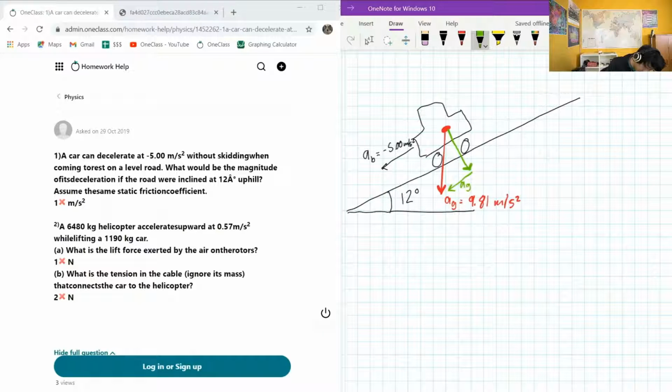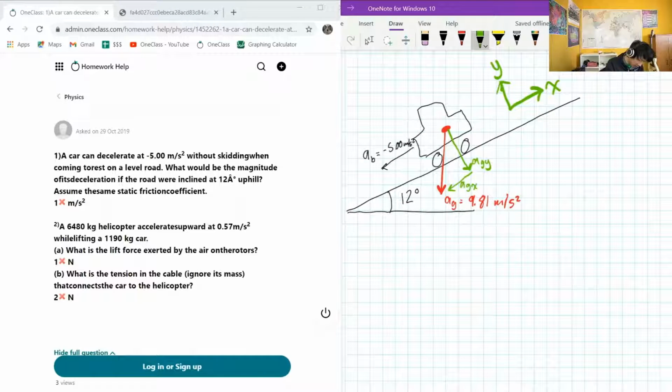So this would be AG, if we define our coordinate axis like this, this can be our x direction, this can be our y direction. So this can be AGX, and this will be AGY. Now AGY is not going to be relevant to the overall deceleration as felt by the car itself, because the acceleration AGY is counteracted by the normal force.